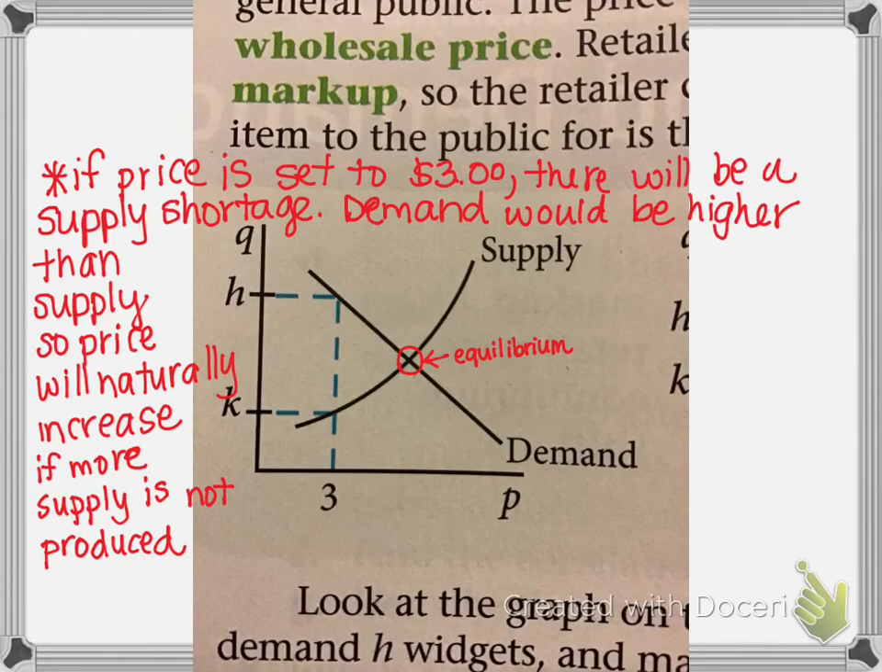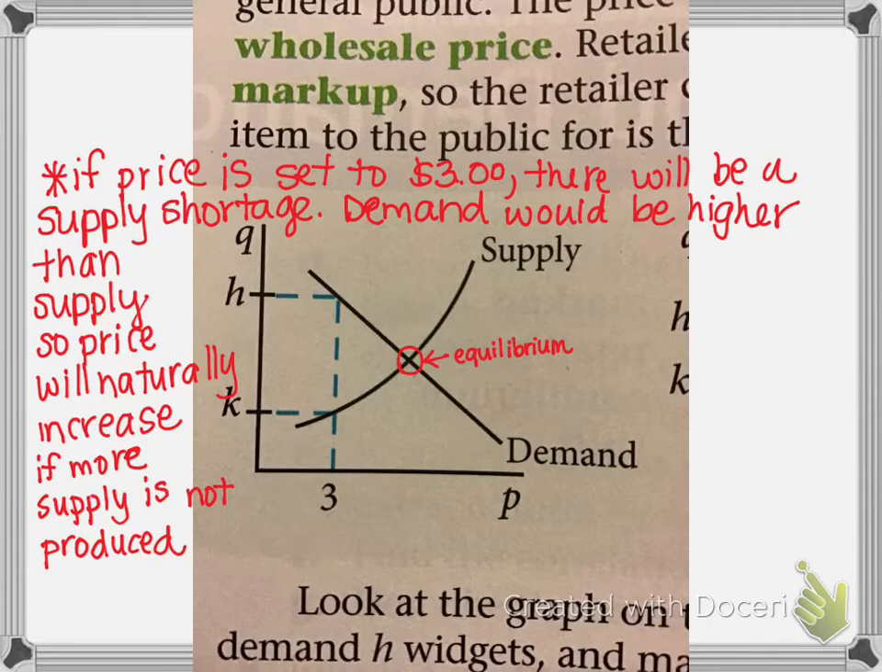So the next scenario is kind of the opposite of what happened, right? So I circled equilibrium here. The price was set to $3. And so what's happening here is $3 was too little, meaning that there's a supply shortage.